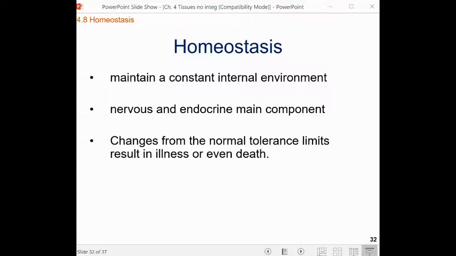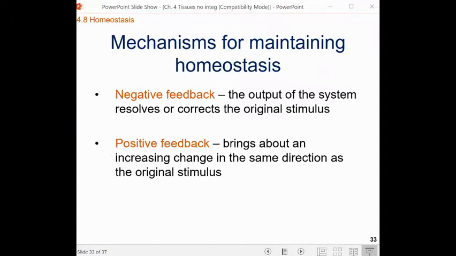And one thing we need to keep in mind is changes from our normal tolerance limits often can result in illness or even death. So we really want to keep this homeostasis constant. So how does the body do this? Well, there's two key mechanisms for maintaining homeostasis. Negative feedback is defined as saying the output of the system resolves or corrects the original stimulus. And positive feedback brings about an increasing change in the same direction as the original stimulus.